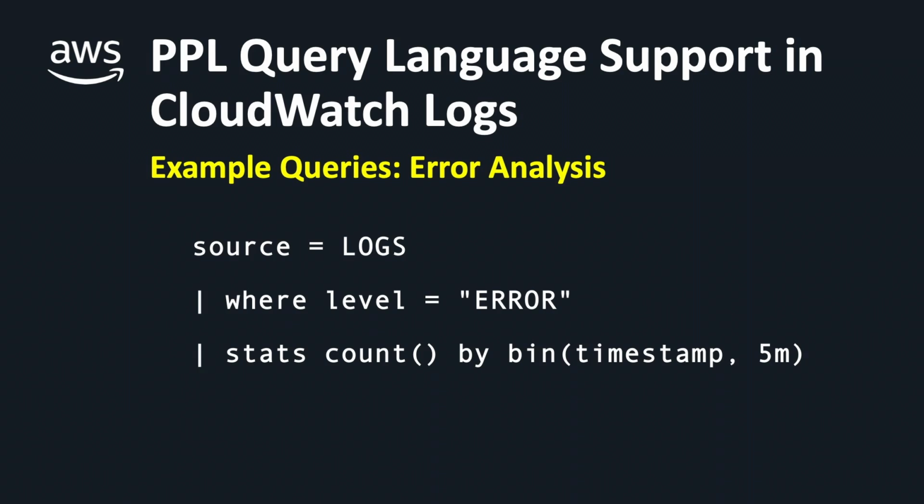Let's do some error analysis. We're going to take our logs. We're going to pipe that and look for level is error. And then we're going to take that output and we're going to count it by timestamp for every 5 minutes.